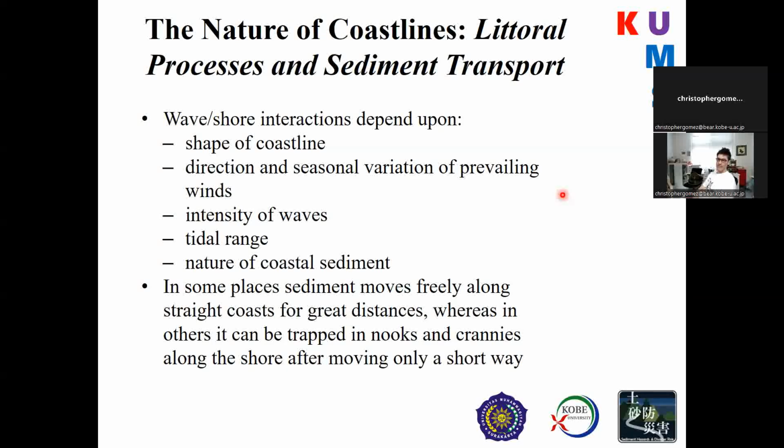In some places, the sediment moves freely along the straight coast, whereas in other places, the sediment will be actually trapped in some bays and other crannies along the coast, meaning that you're going to have some variation along those coasts, even if you have the same wave and the same tide, based on the local geomorphology, which is going to play a very important role.